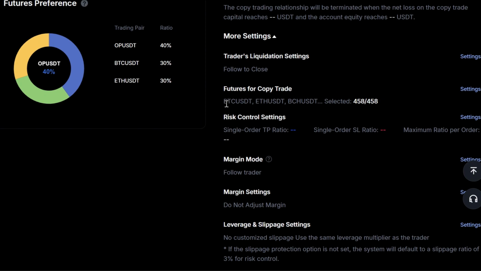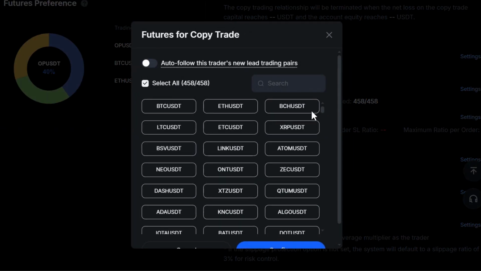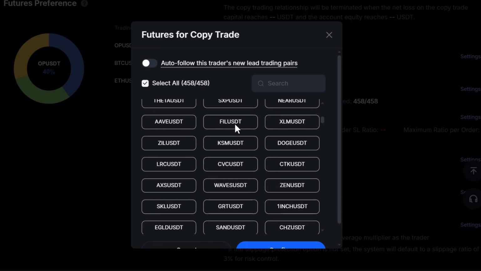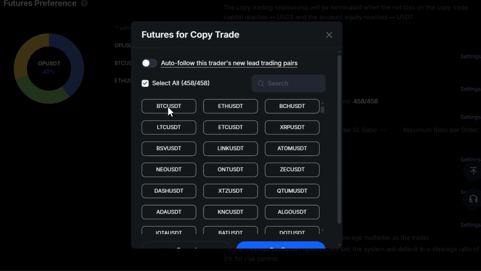Futures for a copy trade lets you choose which futures pairs to copy. You can select all pairs or just specific ones like BTC or ETH.